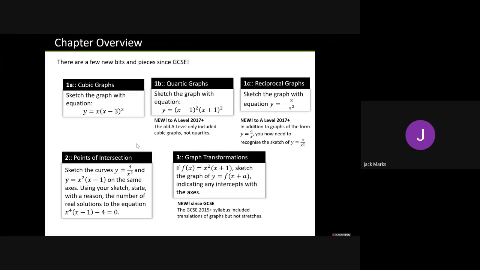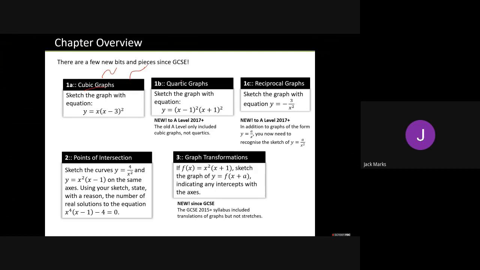So the chapter is sort of divided into these main areas. The first part really is understanding some different types of graphs. So we've got cubic graphs up here. Cubic graphs, you may have seen this at GCSE. They sort of look something like this. They usually go flat, or not necessarily. Sometimes they come back and then turn again on themselves, something like this.